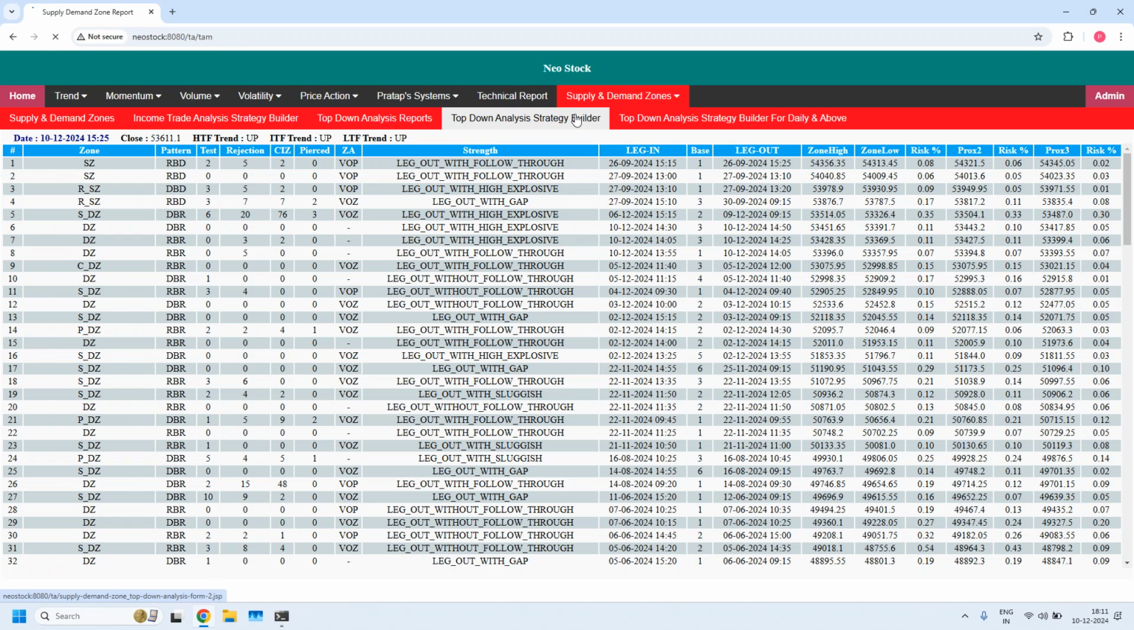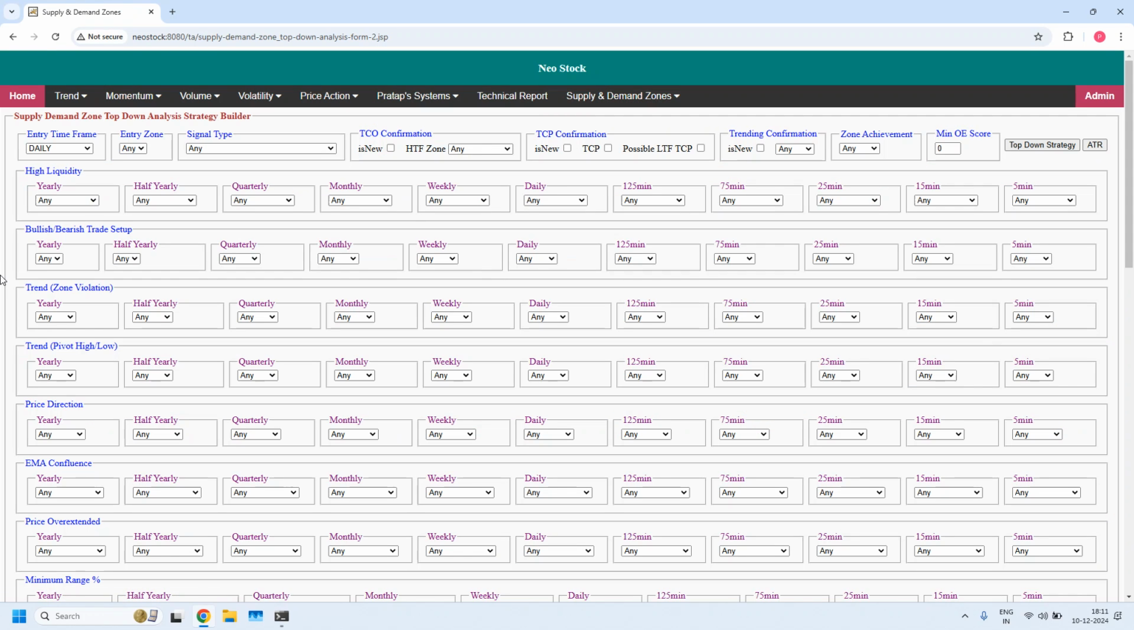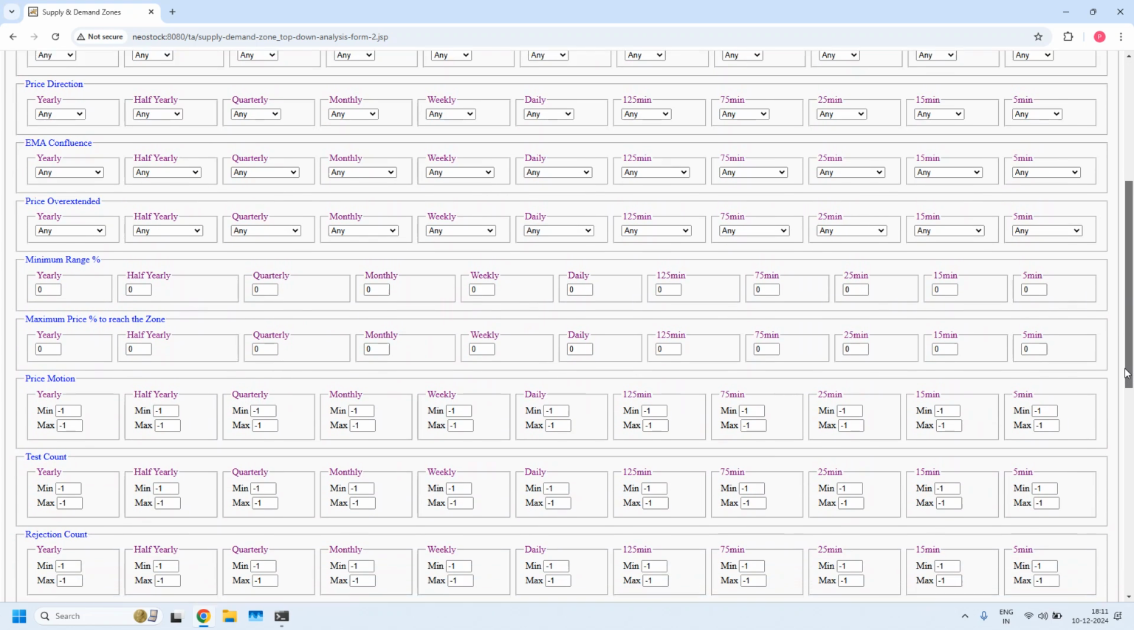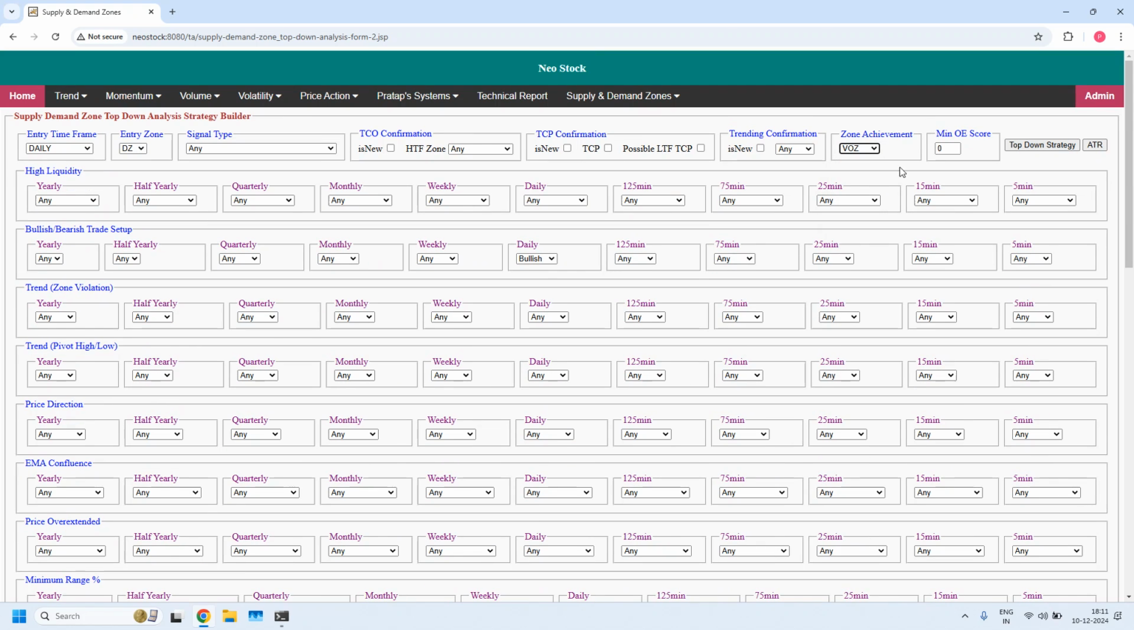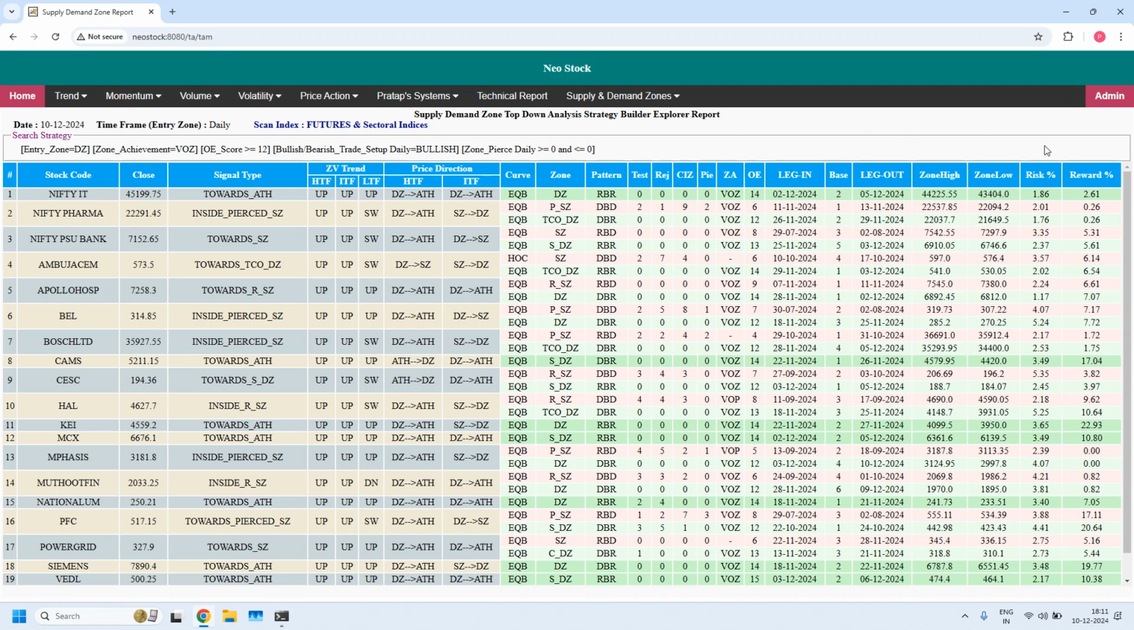Next set of reports are about bullish and bearish trade setups for monthly, weekly and daily income trades. First, let's start with bullish trade setup monthly income trade, entry time frame daily, entry zone demand zone, bullish or bearish trade setup at daily time frame. I am selecting bullish. The daily demand zone should not be pierced. So in the pierced count, at a daily time frame, I am setting minimum value 0, maximum value 0. Zone achievement violated opposing zone. Minimum odd enhancer score 12. All three filters are applied to daily demand zone. Now let's filter.